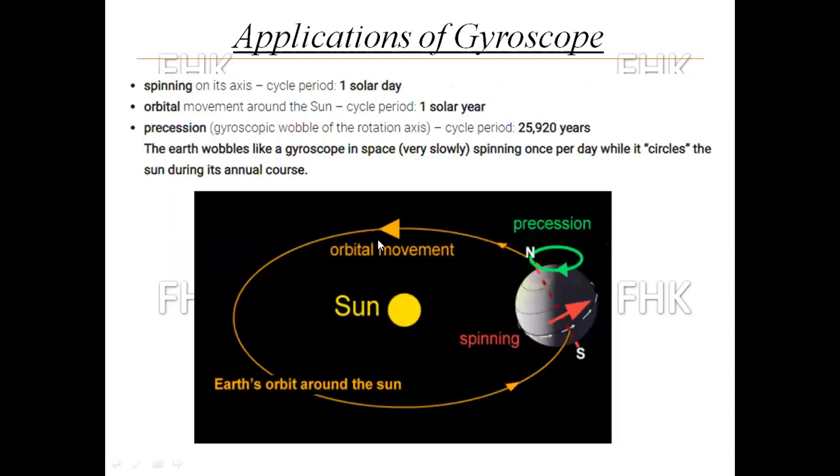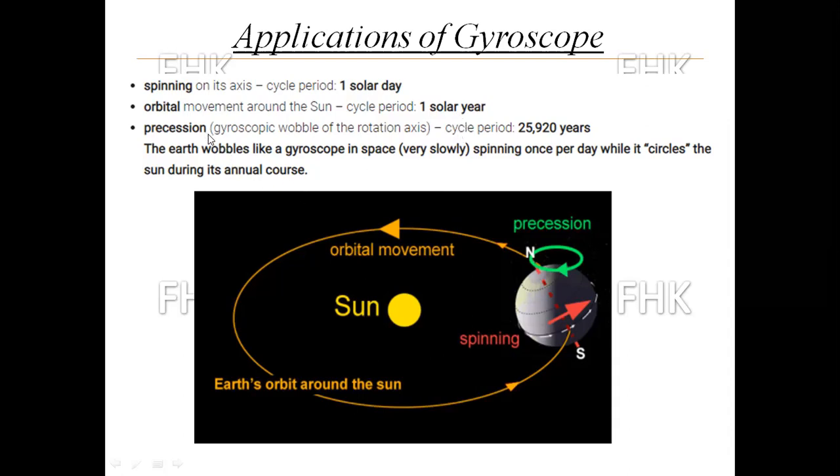The last application of the gyroscope is our Earth. The Earth is spinning on its axis and the cycle period is one solar day. When the Earth is rotating about its own axis, this own axis is called the spinning axis. The orbital movement around the sun is called the rotating axis, and the cycle period is one solar year.